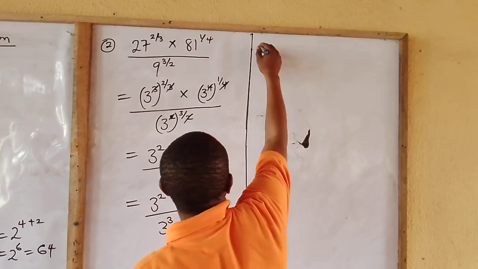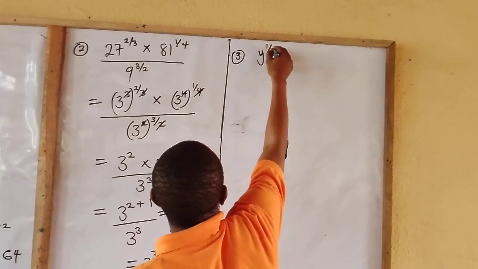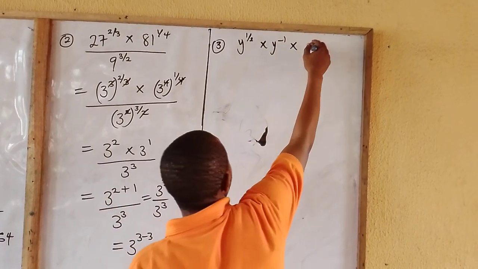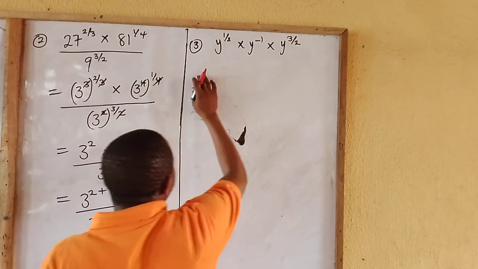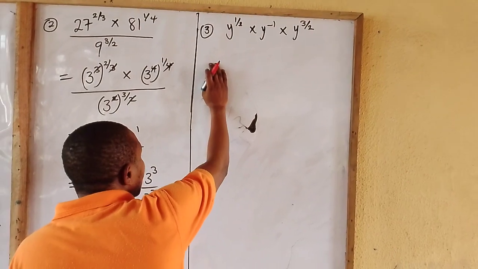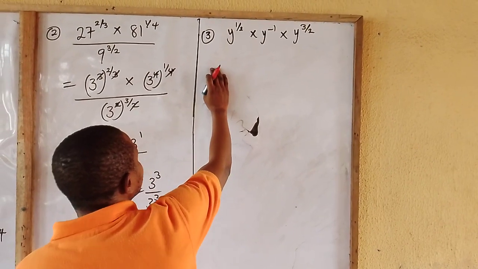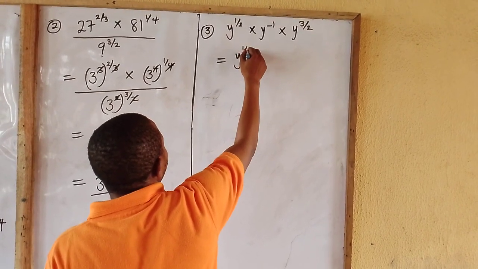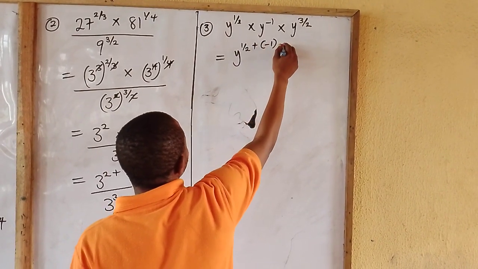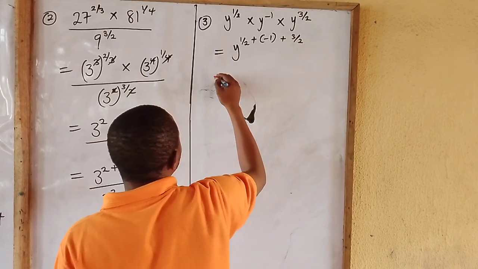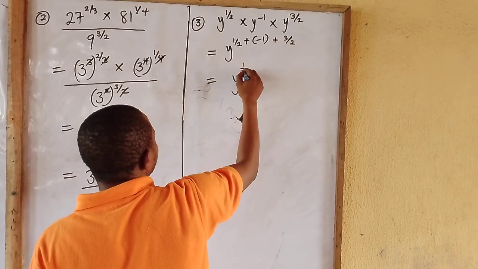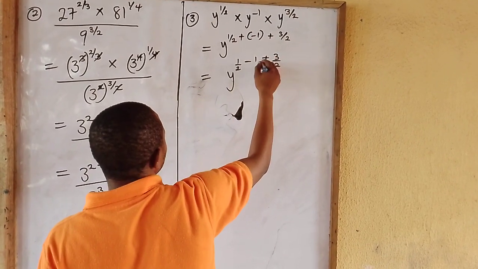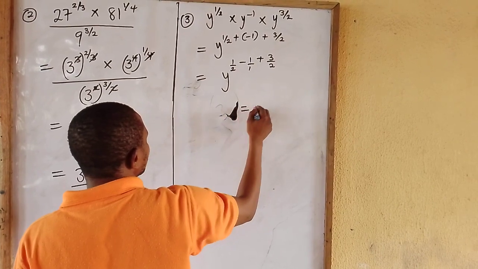Then the third question, number 3, we have y raised to power 1 over 2 multiplied by y raised to power minus 1 multiplied by y raised to power 3 over 2. According to the law of indices, when we have the same base, we are going to add up the powers. So we are going to have y raised to power 1 over 2 plus minus 1 plus 3 over 2. And this will give us y raised to power 1 over 2 plus times minus will give us minus 1 plus 3 over 2. So we are going to find the LCM, which will be 2.